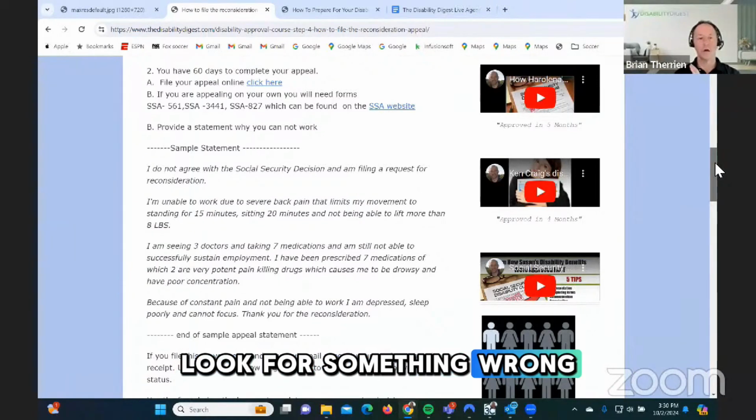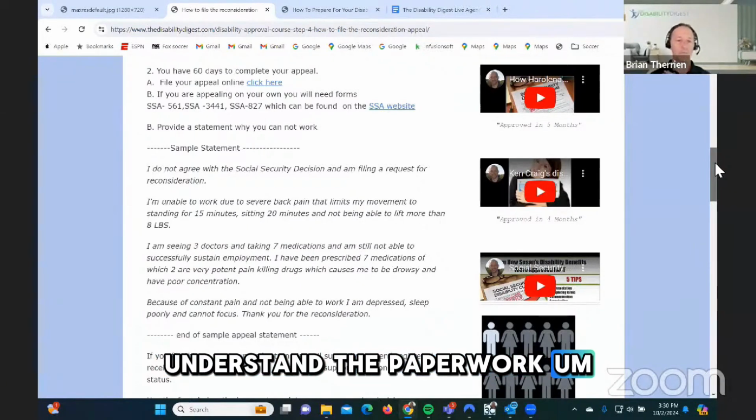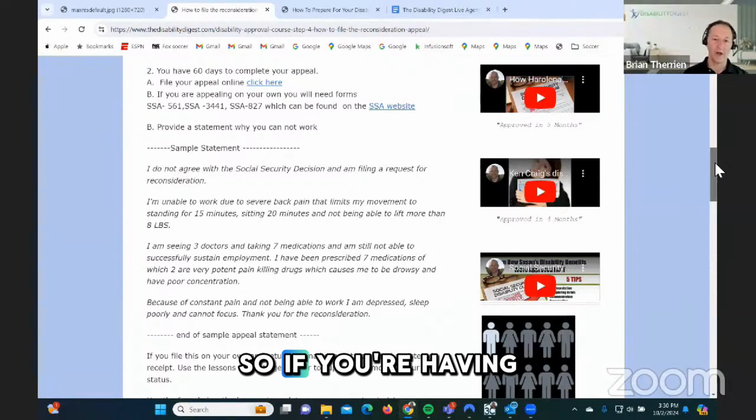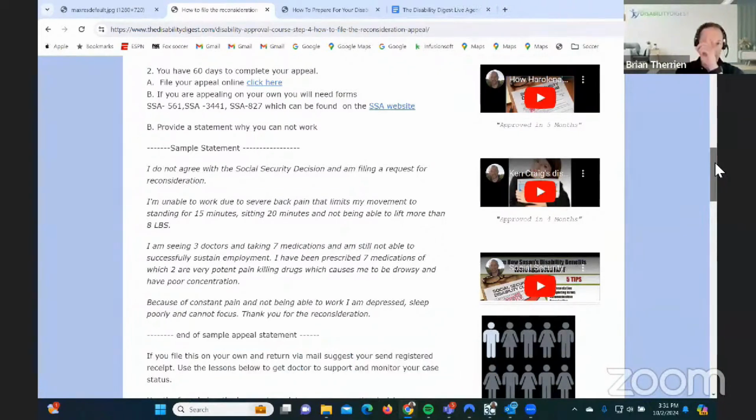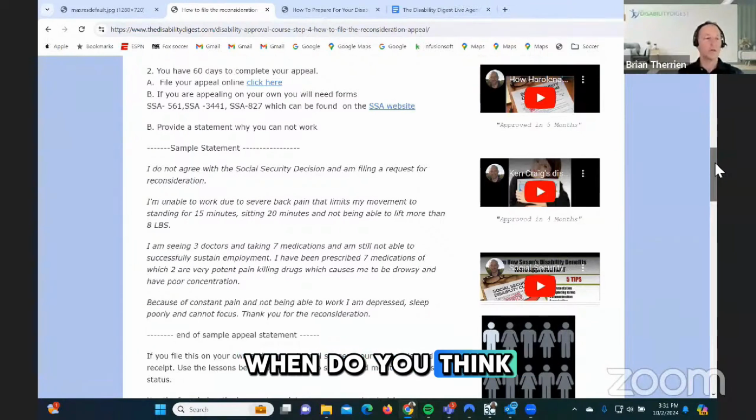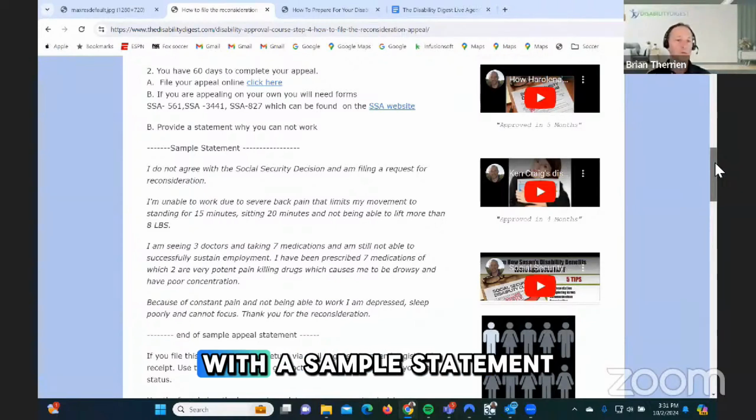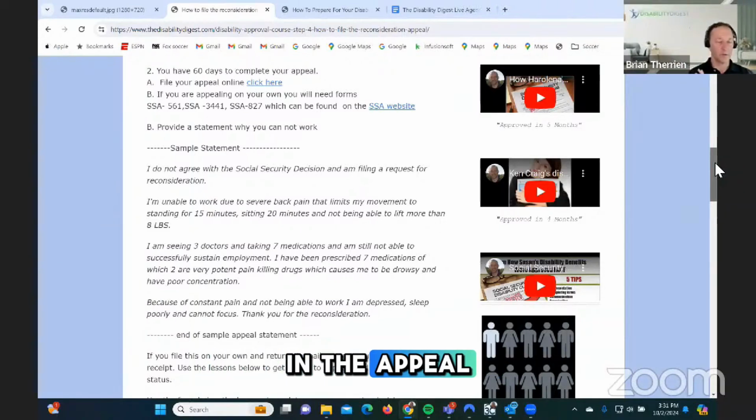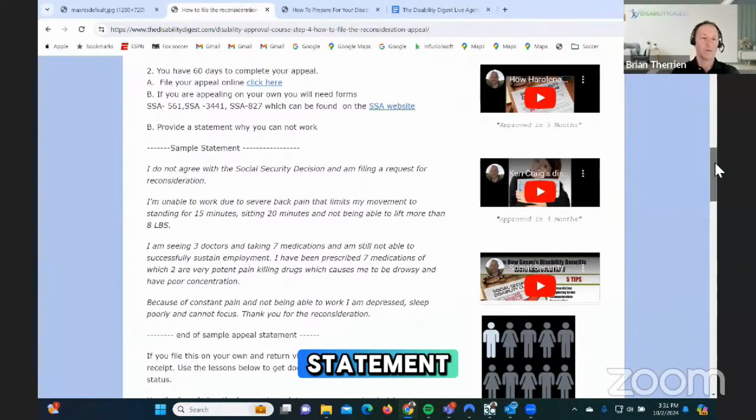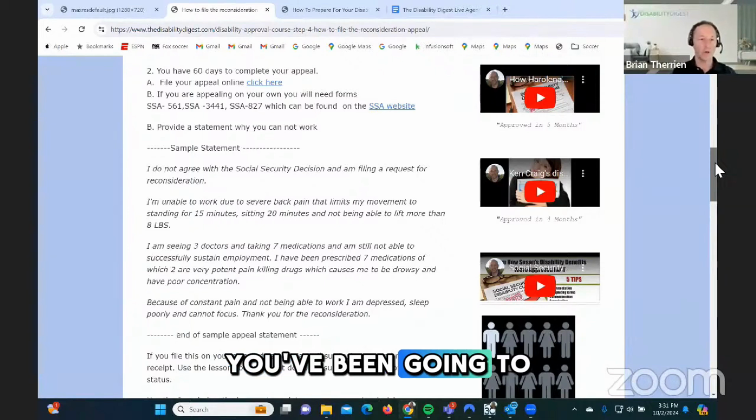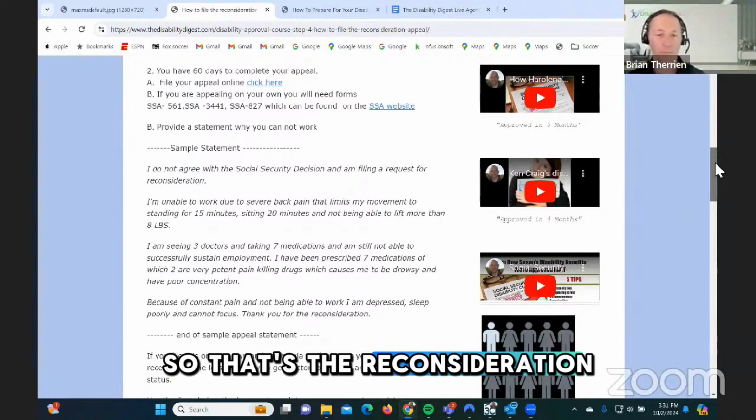Look for something wrong. Understand that you have 60 days to submit your appeal. Understand the paperwork and a sample statement. So if you're having somebody do this for you, you want to ask them, well, what do you see? What's the premise of the appeal? That's item number 1. When do you think you can get the appeal in? Because again, you've got the 60 days. And can you provide me with the sample statement that you're going to put in the appeal so I can understand the case theory, which is the sample statement? They're going to think that you've been going to law school or something. So that's the reconsideration premise.